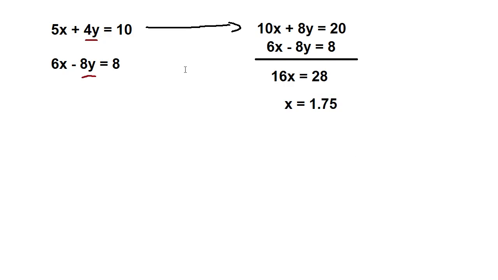We can again take this and put it in either of our equations, so let's use the other one. We know that x is 1.75, and our goal would be to solve for y in this case. So 6 times 1.75 is just 10.5.